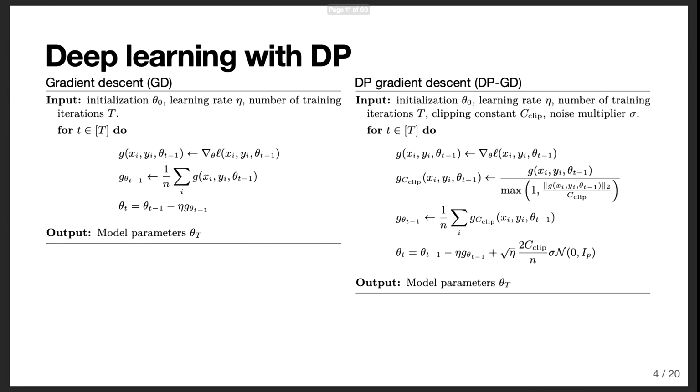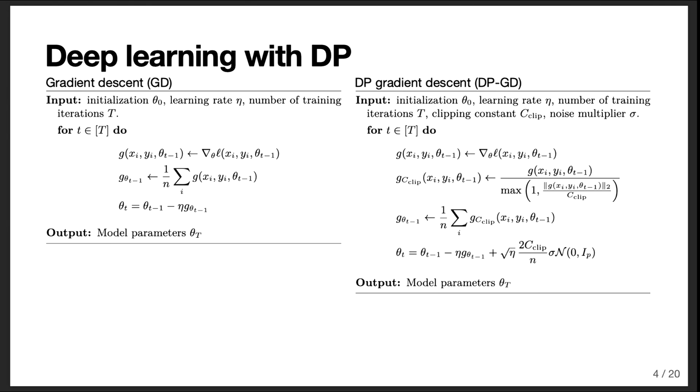Now let's look at the PGD. This is the private version of this algorithm. It's pretty much similar. So we, again, fix the number of training iterations. We compute these individual gradients. But before aggregating them, we need to do one critical step, which is called clipping. That means that you take a gradient. If its norm is larger than a clipping constant, which is a hyperparameter, you reduce it down to this number.